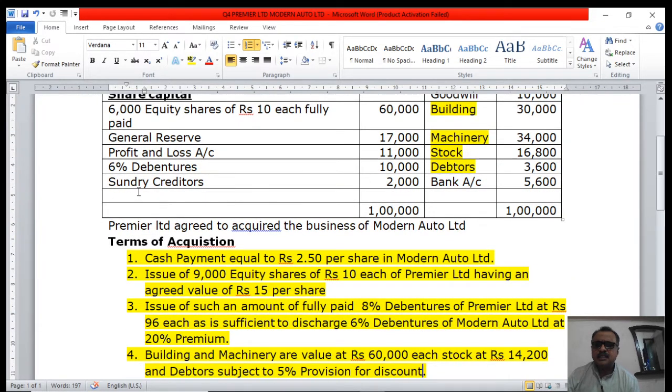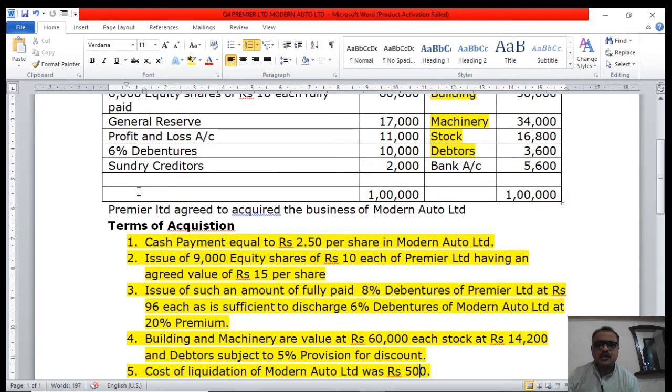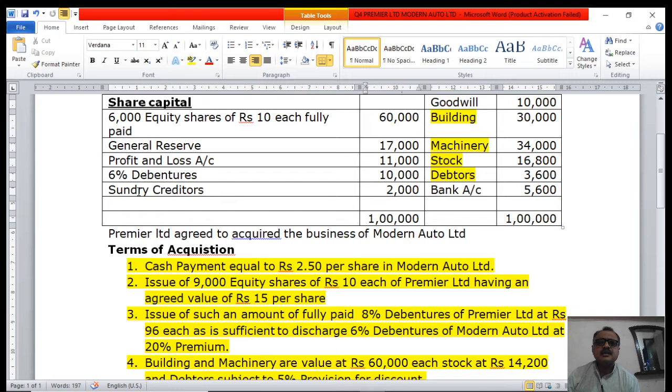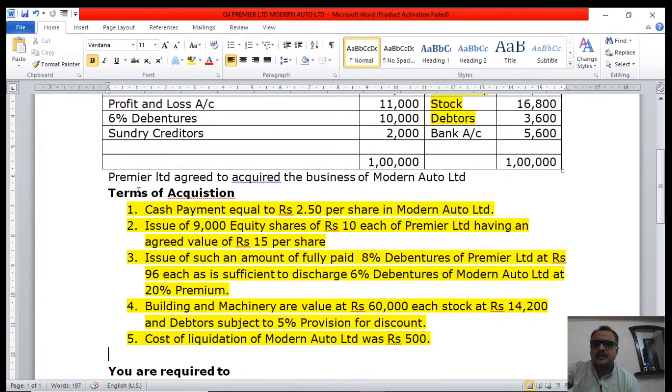Building and machinery are valued at rupees 60,000 each, stock at rupees 14,200 and debtors subject to 5% provision for discount. So building and machinery is revalued, stock also is revalued, debtors also there is a provision for discount. So I have highlighted this: building, machinery, stock and debtors. Then cost of liquidation of Modern Auto Limited was rupees 500.